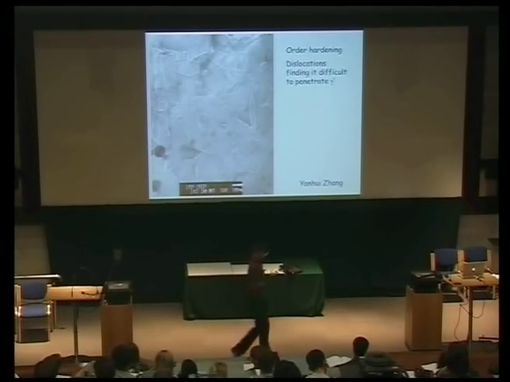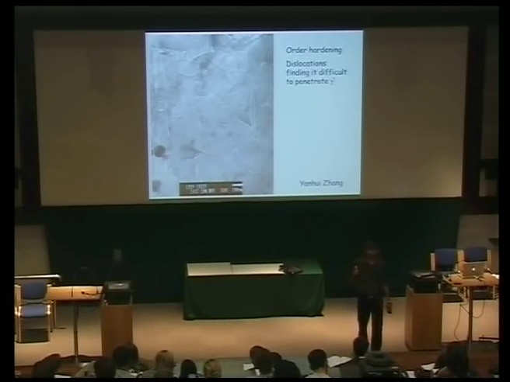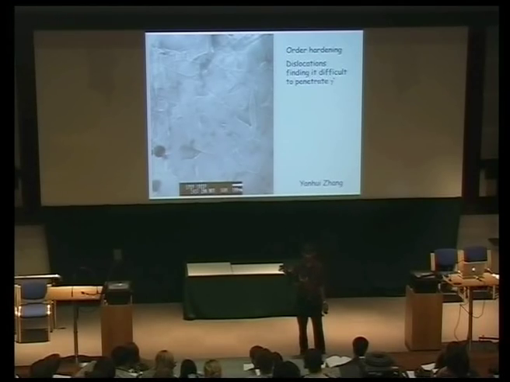But a volume fraction of 0.1 is too small. We really need much more to get the high temperature properties. And a typical nickel-based superalloy will contain 70% gamma prime. So it's really full of precipitates.